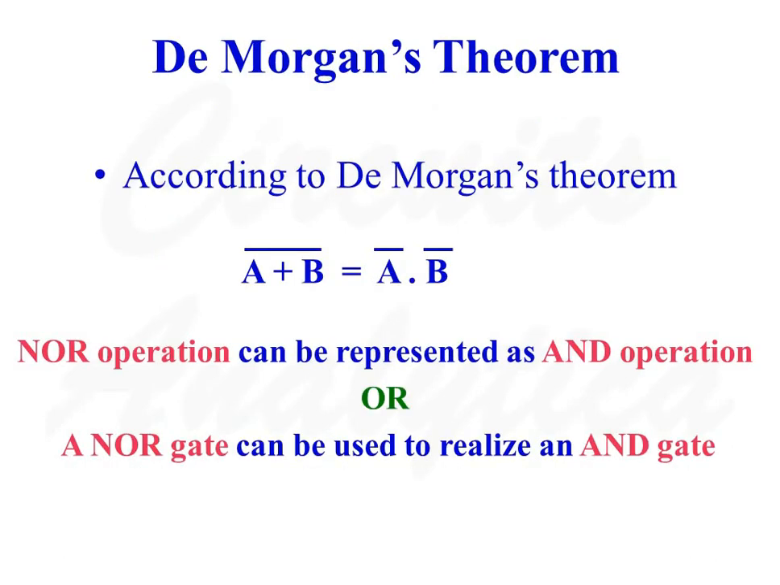Now we are going to realize an AND operation using a NOR gate. For that, let us consider De Morgan's theorem. According to De Morgan's theorem, the complement of A or B is equal to the complement of A and the complement of B. So this means that we can represent an AND operation using a NOR gate.